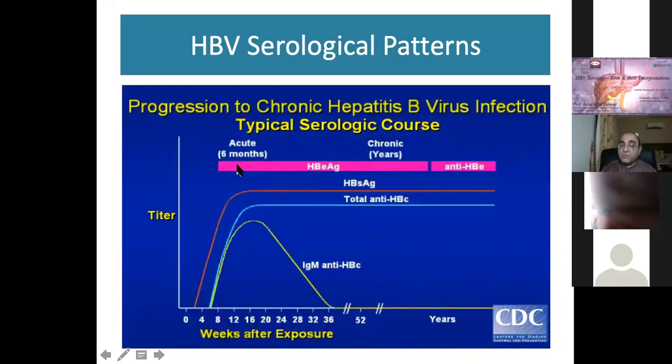But in chronic infection, what we see is that the HBs antigen stays there almost lifelong. The IgM antibodies disappear, but the core antibody stays there, and the HBe antigen remains there for years, for decades, and very rarely it can get seroconverted, okay?